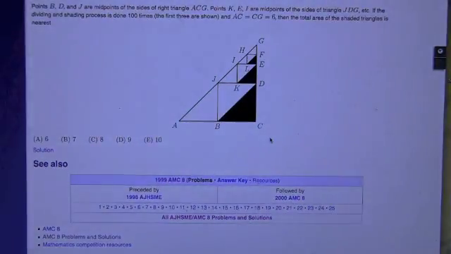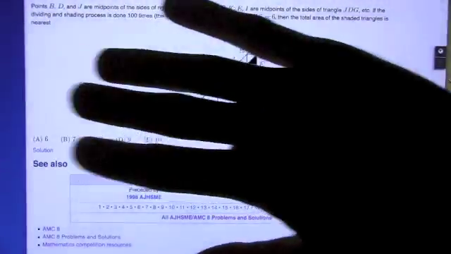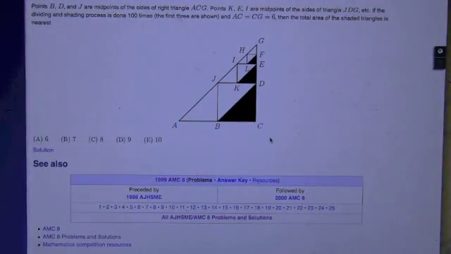MathyMath number 36. 36? Or 37. Sorry, I'm trying to get the color. Oh, hopefully it'll show up in the video.